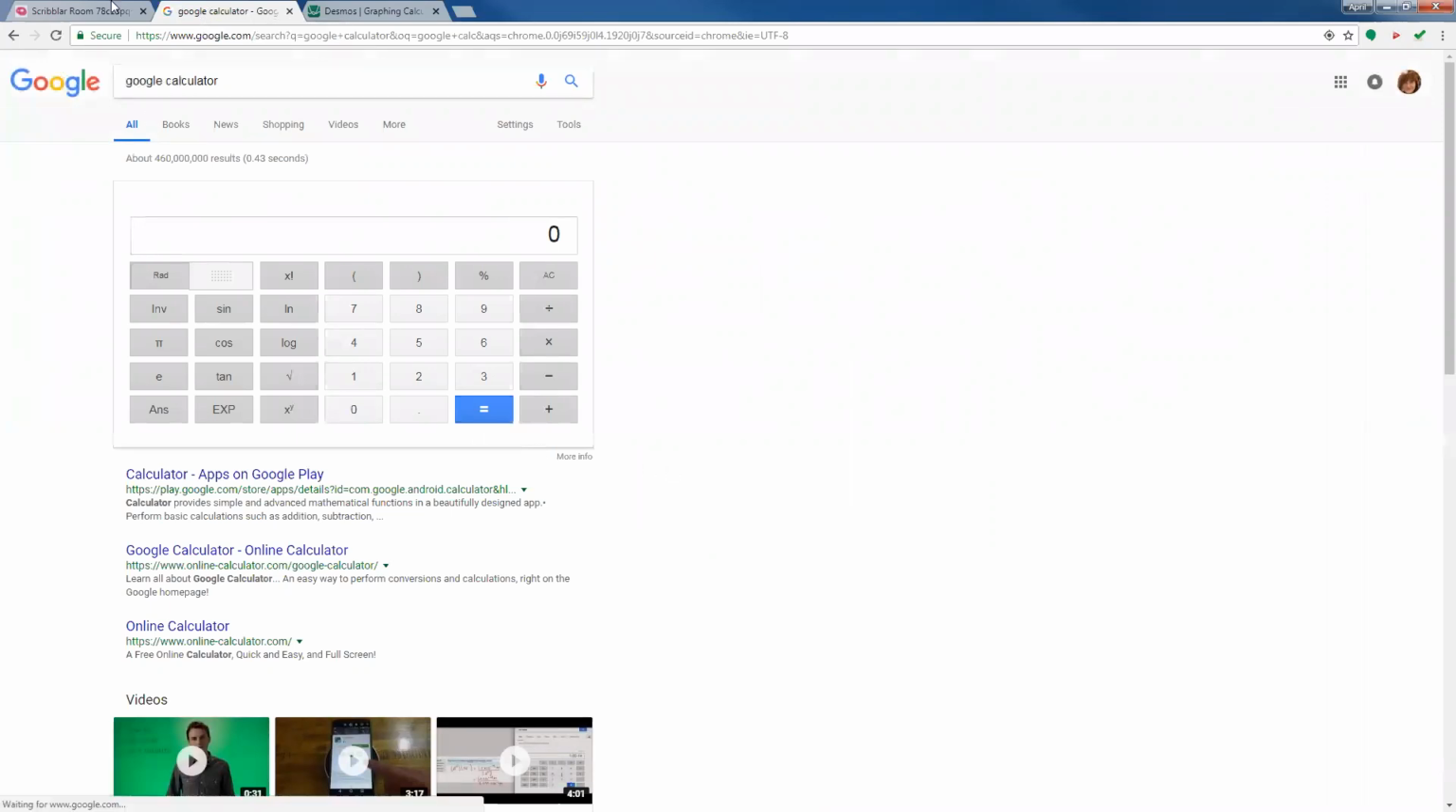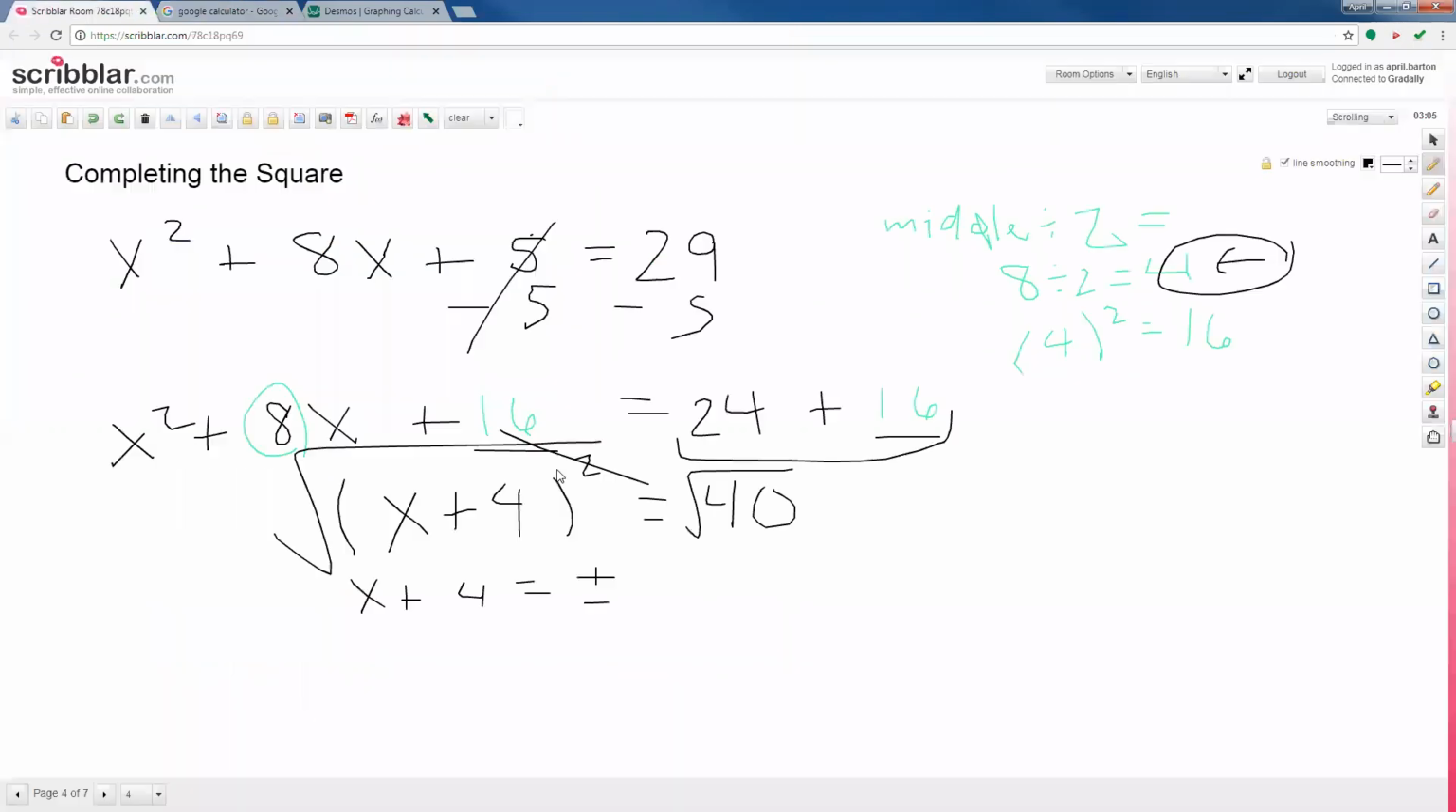So when we do square root of 40, we can just go to our calculator and type it in. Google Calc does the square root button first, then 40. Every calculator is different. Some you type 40 in first and then hit the square root button. Some you hit the square root button, then 40. It gives us 6.324. In the algebra course, I think it always asks you to round to the tenth, so we're just going to say 6.3.